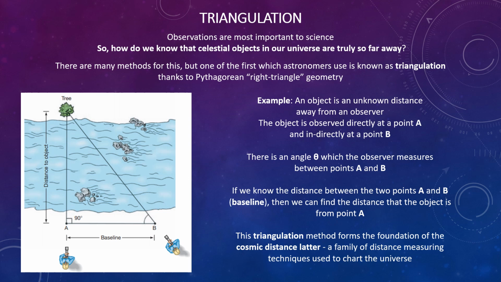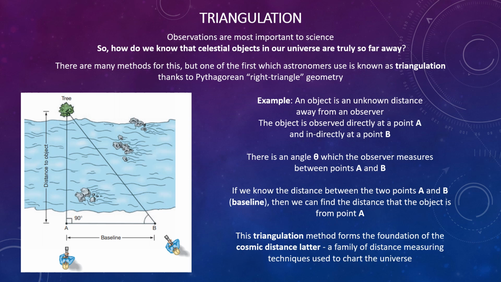So if we've got something very far away that we're looking at and we want to know the distance to it, if we have an observer go from point A to point B and we know that distance, we'll call that distance the baseline. And then we can measure the angle that you have to change to observe the object far away. We can use geometry to find that unknown distance. This is known as triangulation, and it is the basis of what we call the cosmic distance ladder.